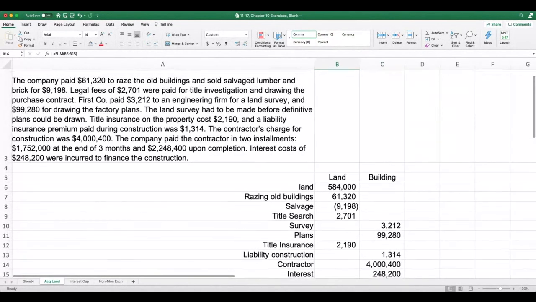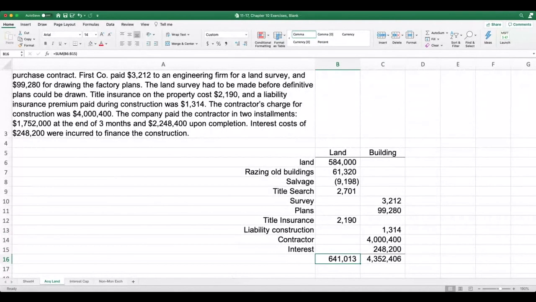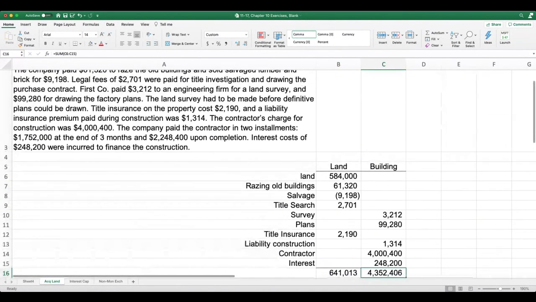Okay, so that should give us $641,013 for land, and $4,352,406 for the building. So that checks out to what I have done before. So there is our land and there are our building costs, allocating all this between the two.